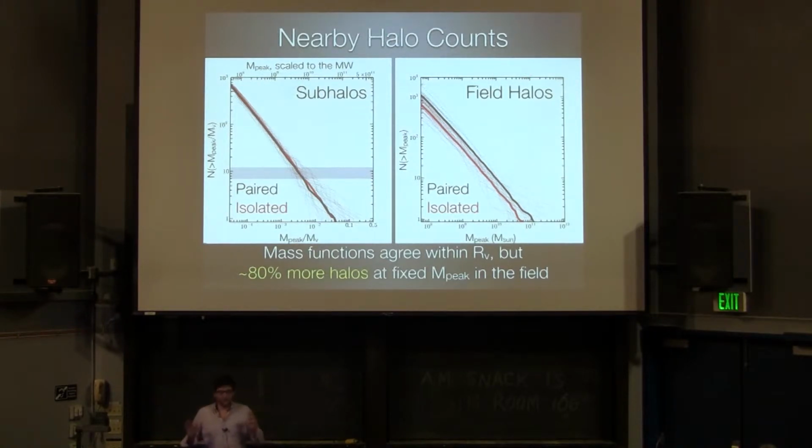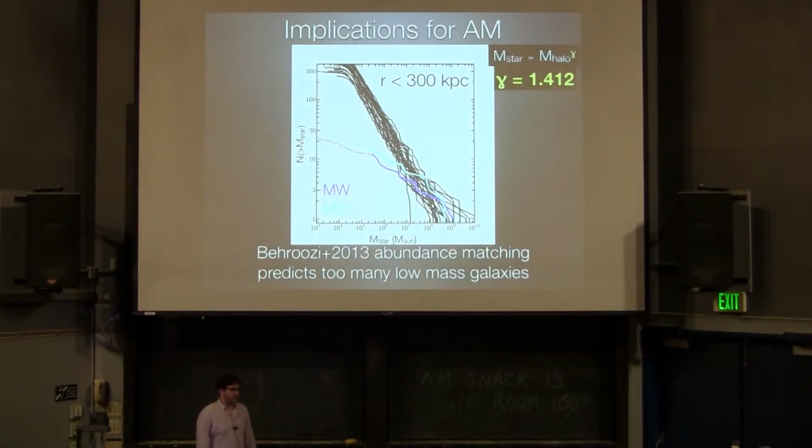Okay, so if we want to make a prediction, though, we need to predict an observable. So we can use abundance matching to predict the stellar mass function.